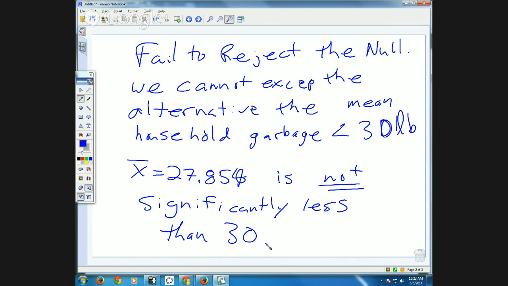I want you to write the formal and the informal. At the very least, you better write the informal. And if I understand what you wrote, then I should understand that you're rejecting or accepting the null. If you're not sure if you're clear, write them both down to be more clear. Does that help? All right, let's do another one.